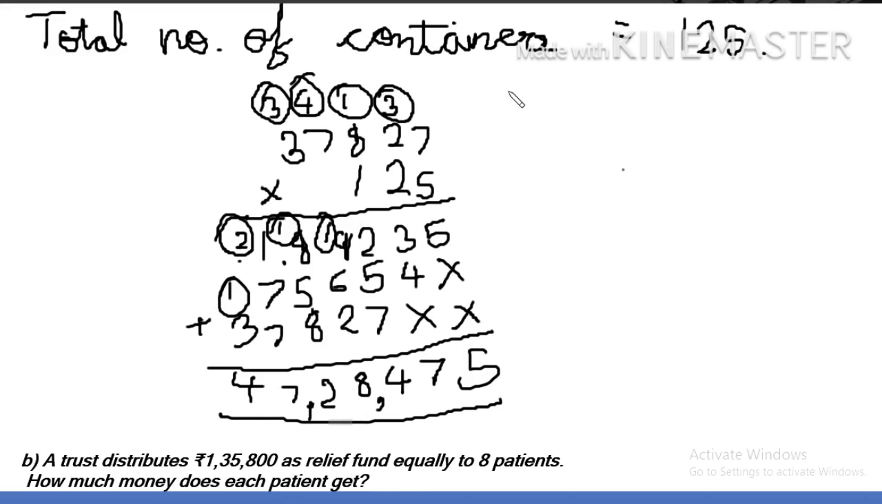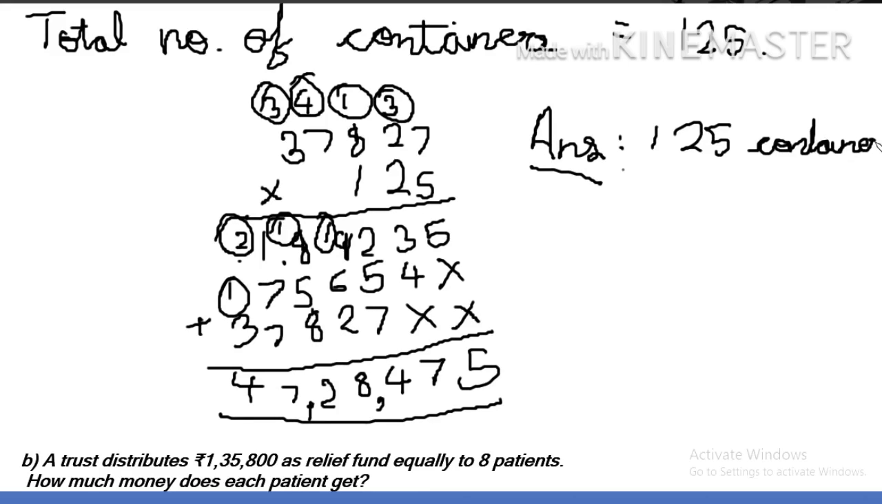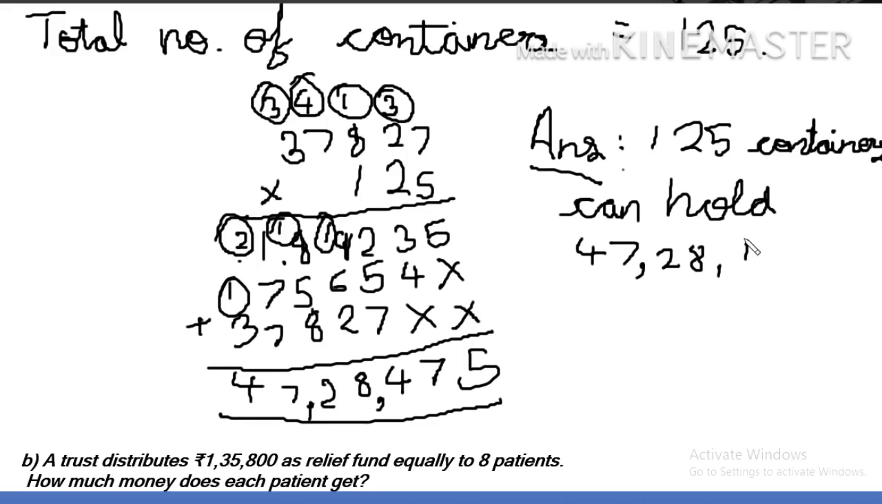So the answer will be: 125 containers can hold 47,28,475. So this is the answer.